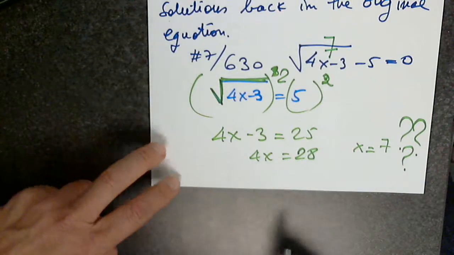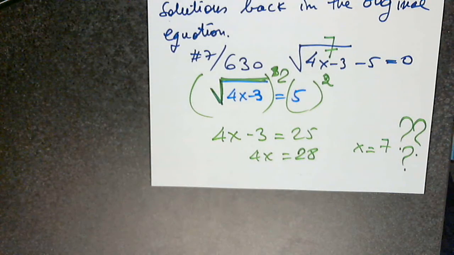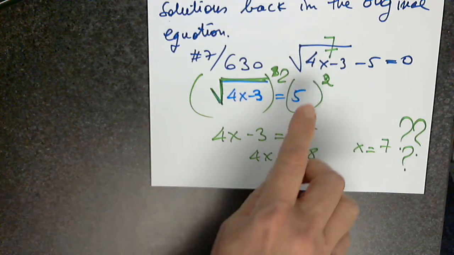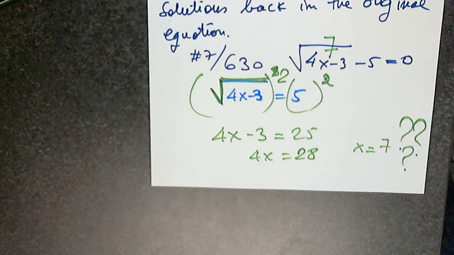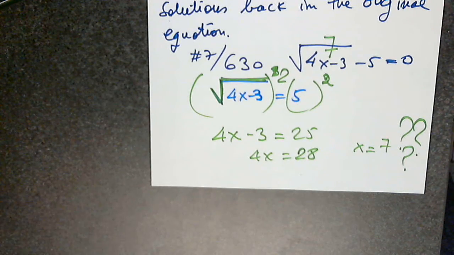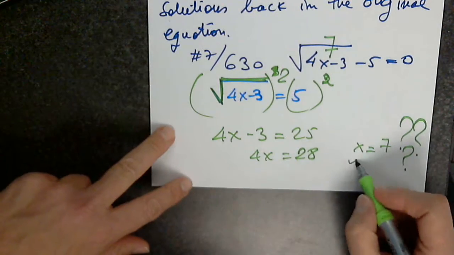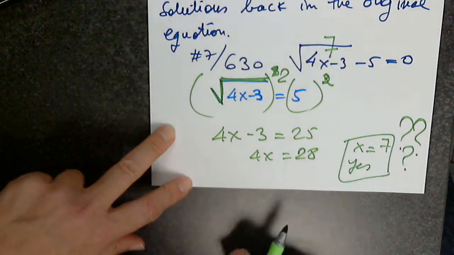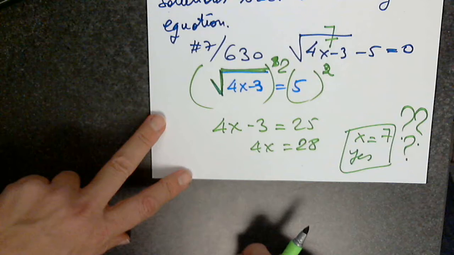Back to the original problem. How much is 4 times 7? How much is 28 minus 3? How much is the square root of 25? How much is 5 minus 5? That's it. Only now I say, yes, I checked. It works.